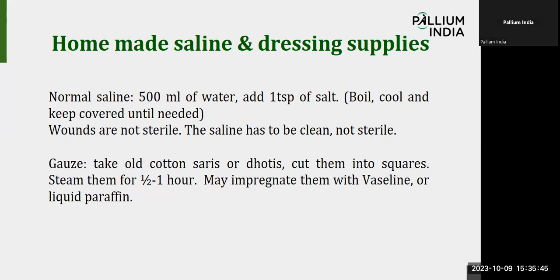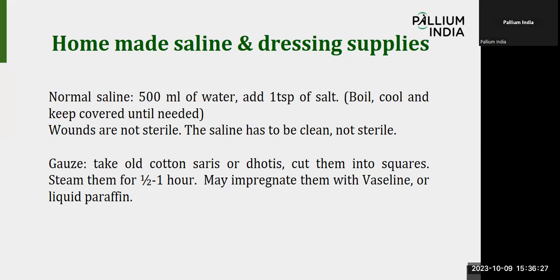Then gauze. How to sterilize the gauze is: take old cotton saris or dhotis, cut them into squares, steam them for half to 1 hour, and may impregnate them with Vaseline or liquid paraffin. So we will suggest that if a steamer is not available, they can use a container. They can fill it with a little bit of water, keep one more bowl placed upside down, and then above that, they can use a container and keep all the gauze, that is the dhoti or sari pieces cut into squares, put everything inside and cover it with the lid.